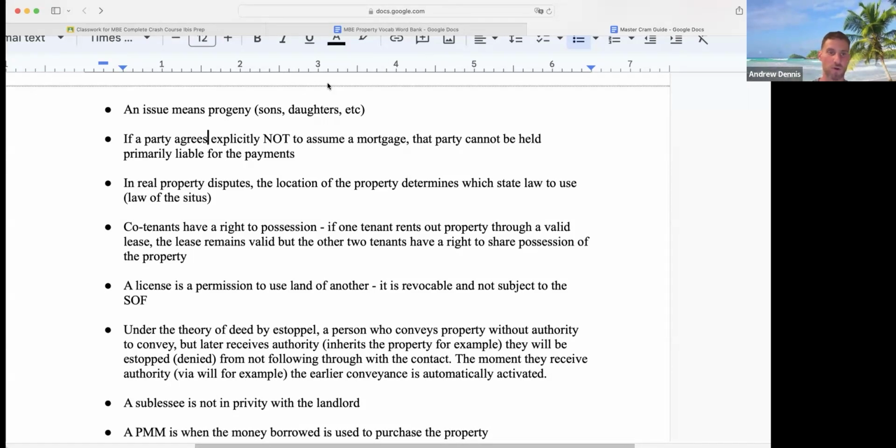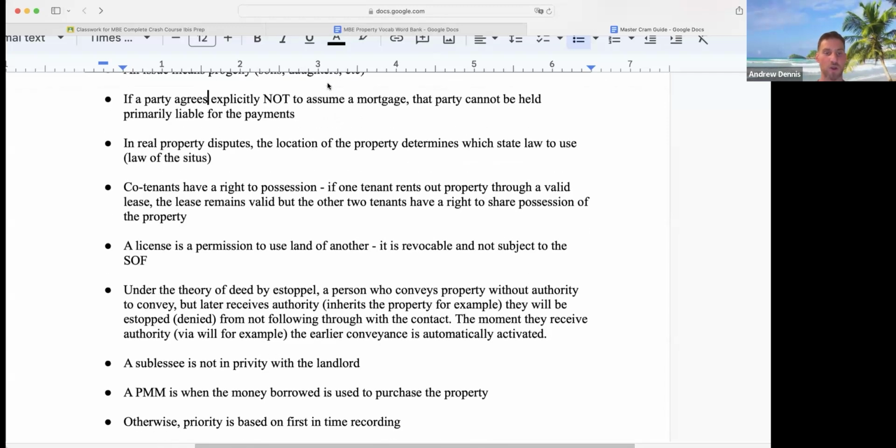Okay, so in real property disputes, you should look for the law of the situs, where the property exists. That's probably the best place to see what will govern the case. Co-tenants have a right to possession, so people hate this question. But if one tenant rents out property through a valid lease, the lease remains valid, but the other two tenants have a right to share possession of the property.